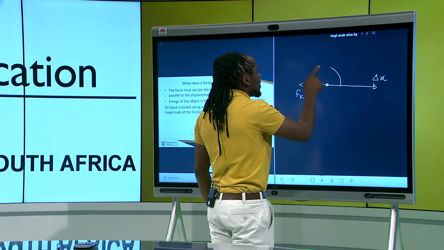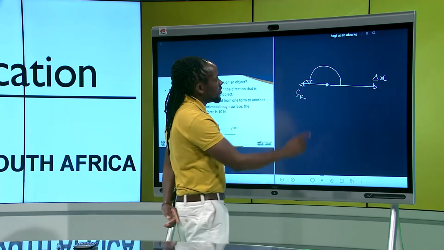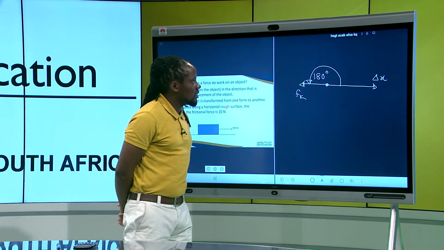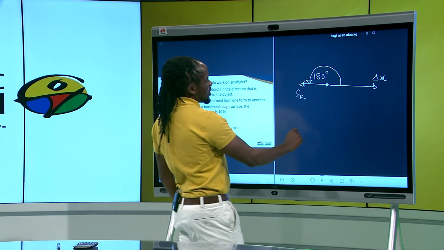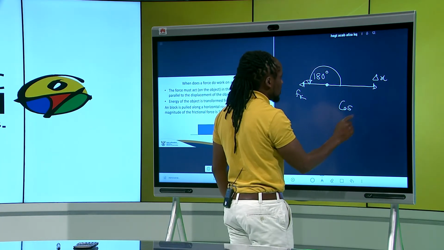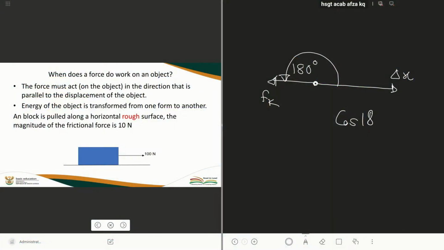Now, grade 9 mathematics, angles at a point on a straight line are supplementary. It means the angle between these two is actually 180 degrees. So essentially, what we are saying is that the cosine of the angle between these two vectors, the displacement as well as the kinetic friction, the cosine of 180 degrees, if you go to your calculator, it will give you -1. What does this say to us? It says, yes, indeed, the kinetic frictional force does work in the opposite direction of displacement.